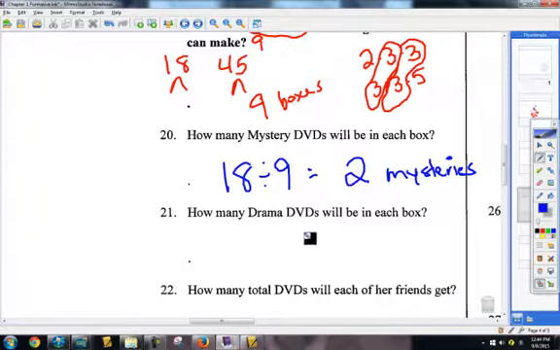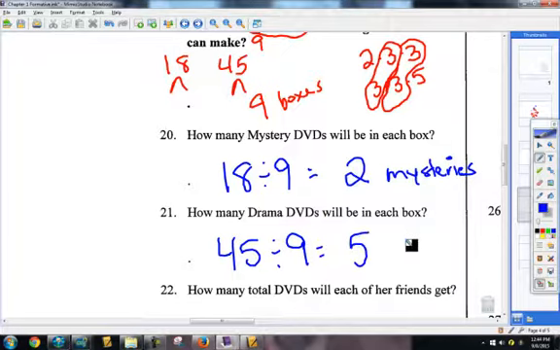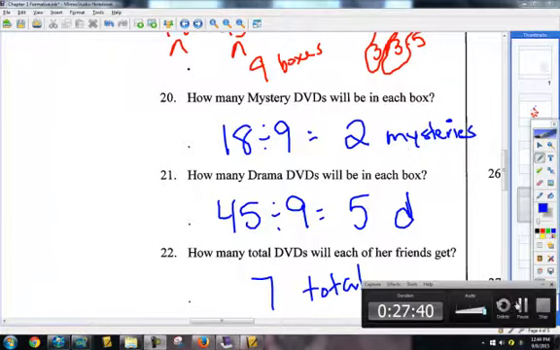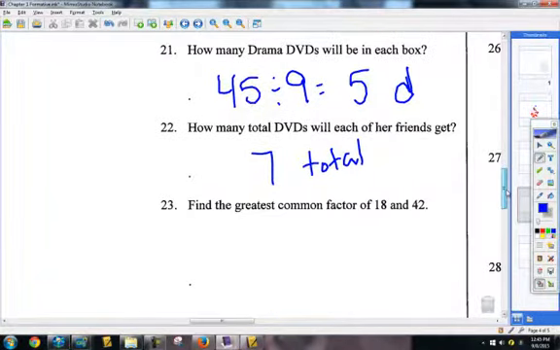Okay, and then for dramas, you know there are 45 dramas, so that's going to be divided by 9, so that means there's going to be 5 dramas in each. 5 dramas. Okay, everybody see that? Pretty easy. And then number 22, I mean obviously, if you know there are 2 mysteries and 5 dramas in each, then that means there's going to be 7 total. Okay, everybody good there? Okay, number 23.